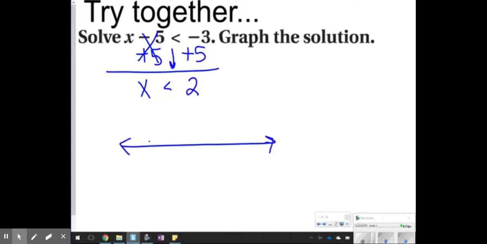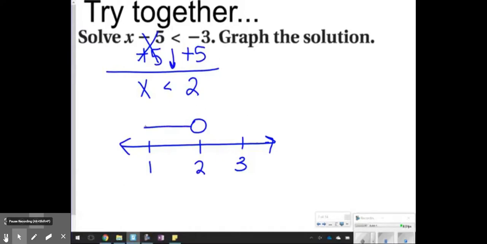Remember how to graph these? You could just put 3 numbers on the number line: 2, and then the number to the left of it, which is 1, and a number to the right of it, which is 3. It's going to be an open circle because 2 is not a part of the solution, and I'm going to point to 1 because 1 is less than 2. The reason why I'm not pointing to 3 is that if I put 3 where x is, 3 is not less than 2, so I would not point there.